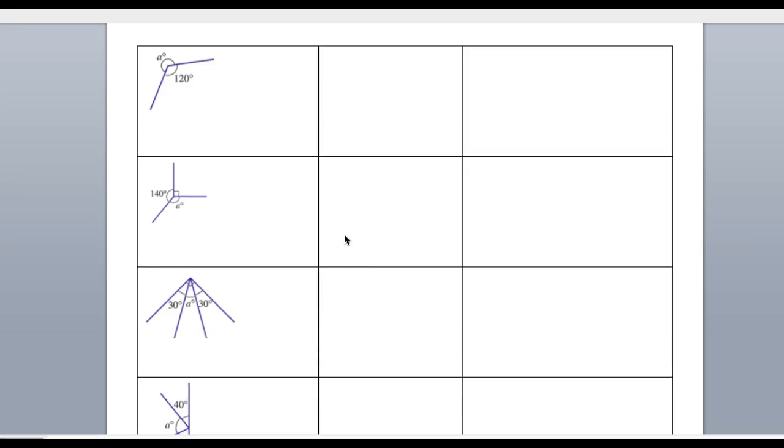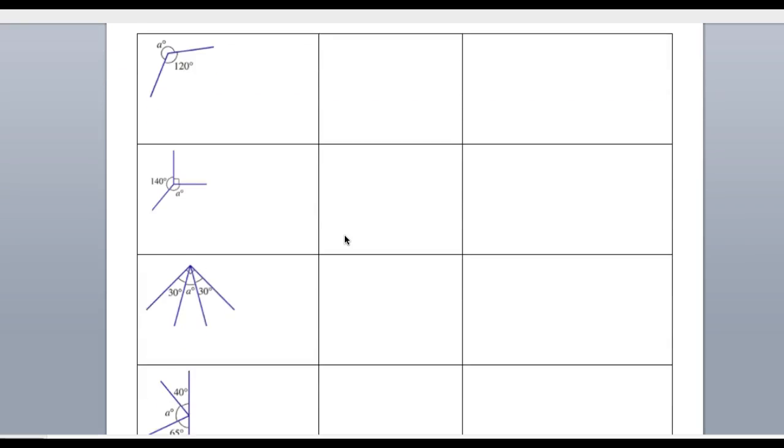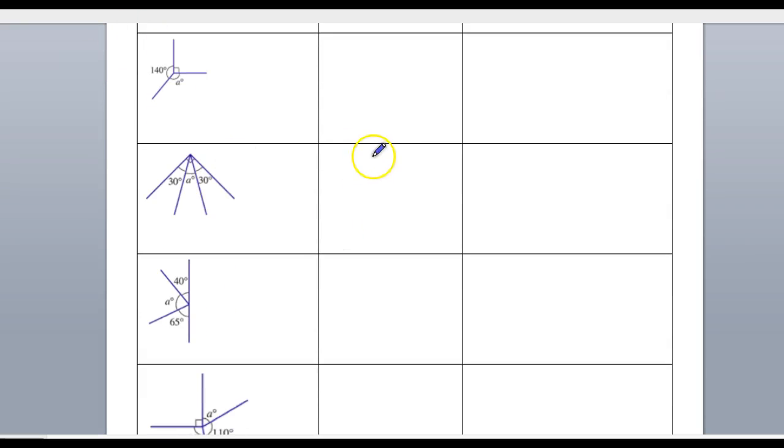All right, moving on to the next one. So we're getting to a few harder ones here. Now, you can kind of just see in here, and this is a hint, that we have a 90-degree angle in there. So that means we're looking at complementary angles.